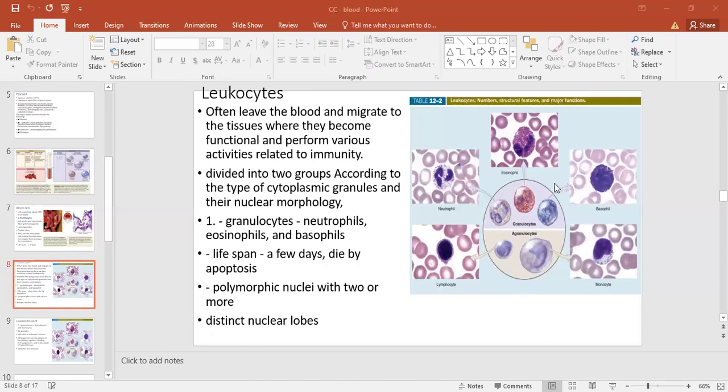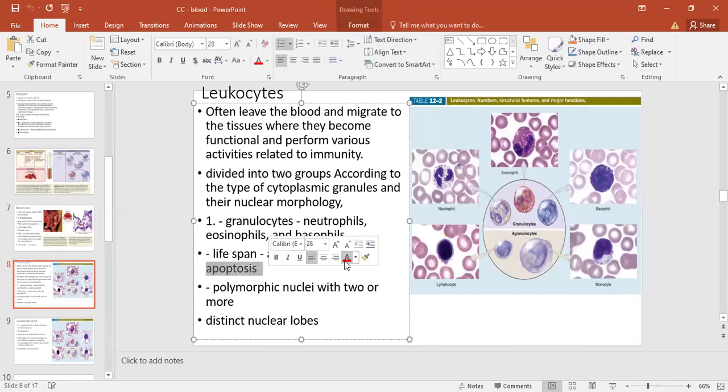So these are the two groups of the white blood cells. The granulocytes have a lifespan of only a few days, and after those few days, they die nicely by apoptosis.